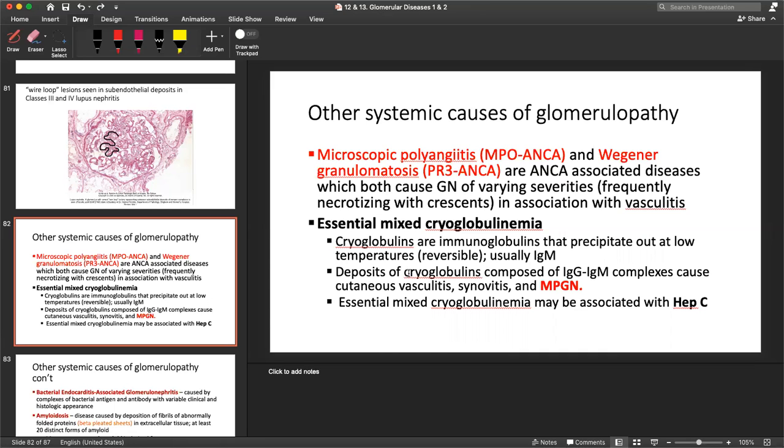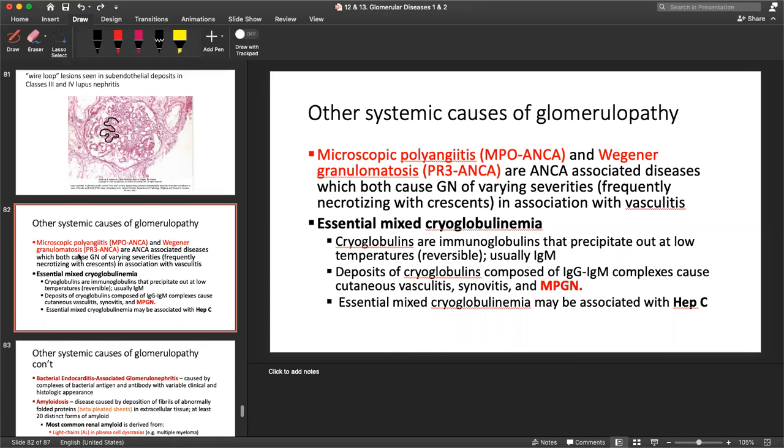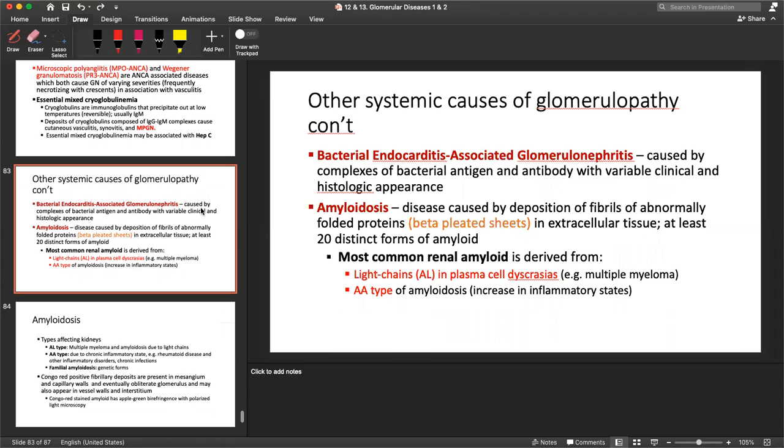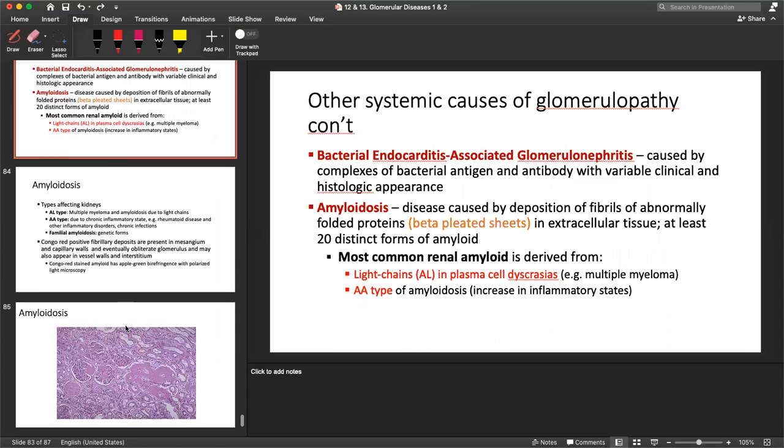Okay, so microscopic polyangiitis is MPO-ANCA, Wegener's is PR3-ANCA. Other types are going to be like bacterial endocarditis associated glomerulonephritis or amyloidosis, which will have beta pleated sheets. So let's look at that. The most common type is light chain. I think light chain might be pretty important.